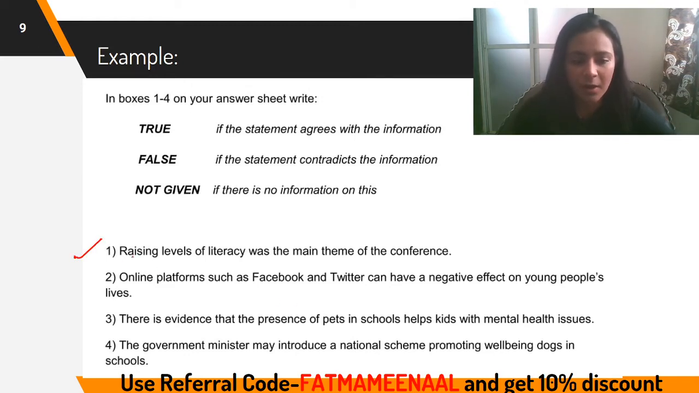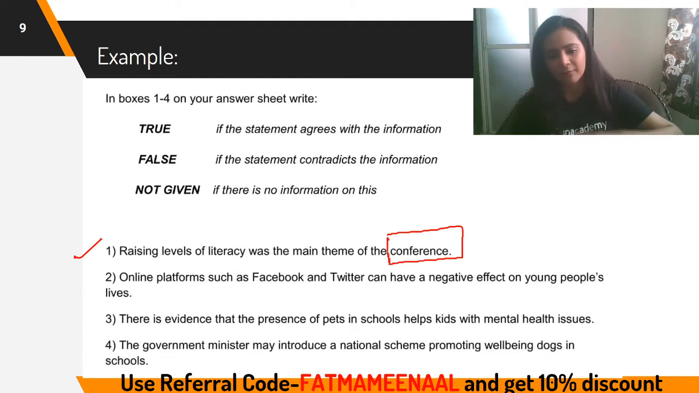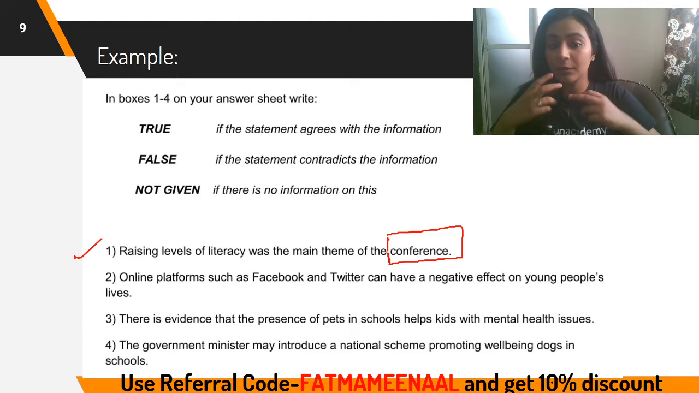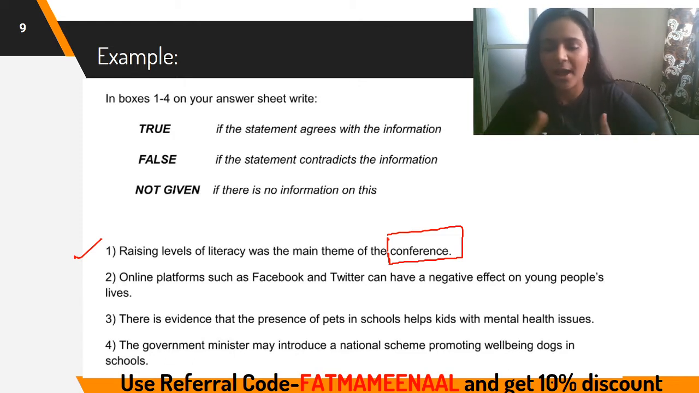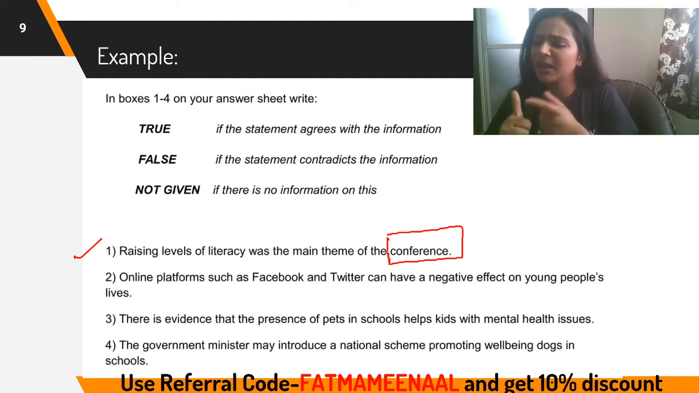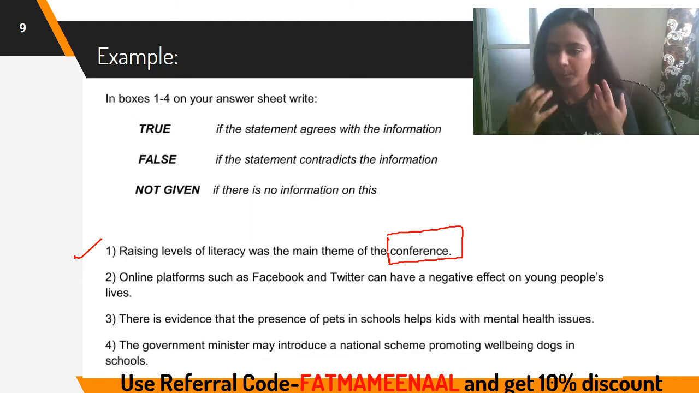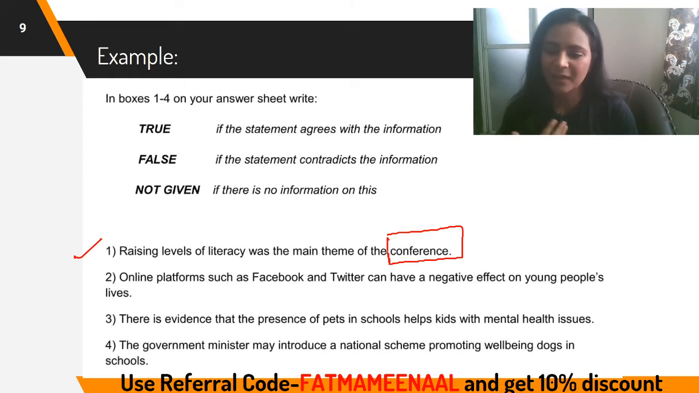The first point is saying, raising levels of literacy was the main theme of the conference. Okay, so I know that my main keyword is conference. By the way guys, I have told this in my previous class because I can see new names today. I'm just clarifying a couple of things which are easy eye catchers, such as the name of any proper noun, date, figures, numbers, address, time. These are easy eye catchers. So the moment you have them in your question, you have to just open your eyes more, because they are easy eye catchers.